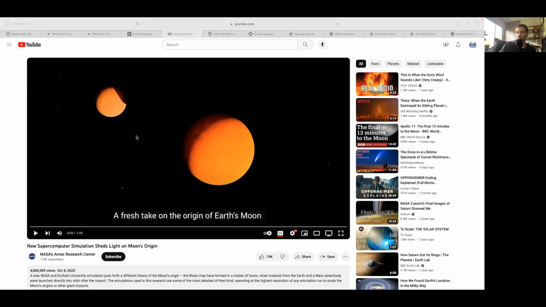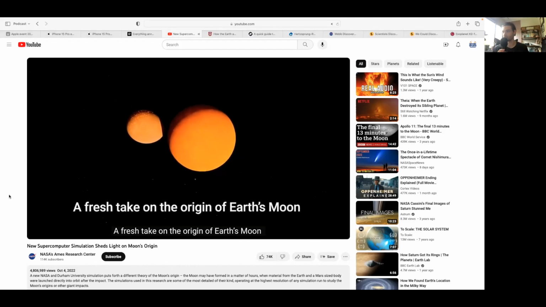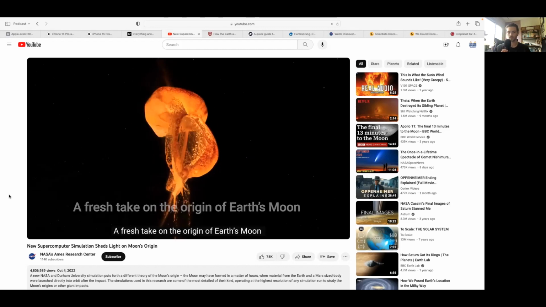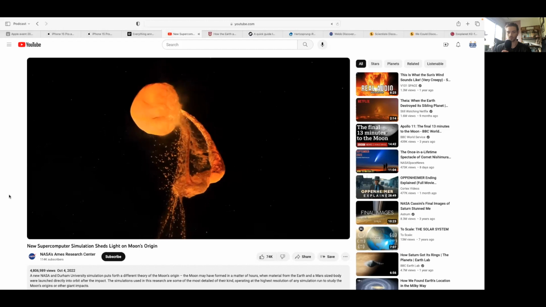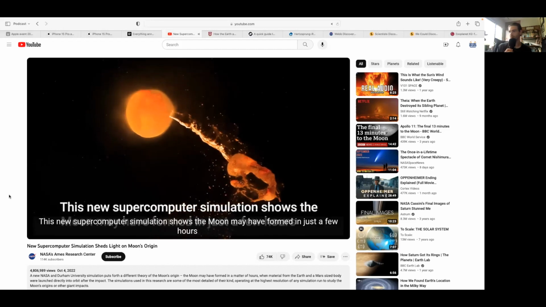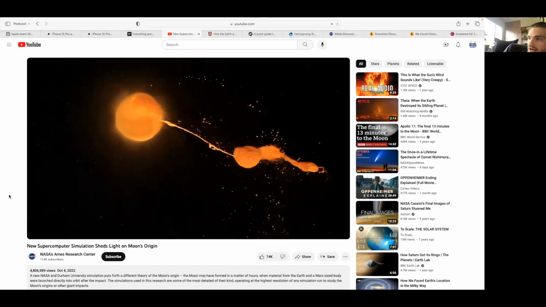So we can kind of see this right here. Let's take a look. A fresh take on the origin of Earth's moon. See that first crash right there? The rippling. And they are saying that the moon most likely formed in just a matter of hours.